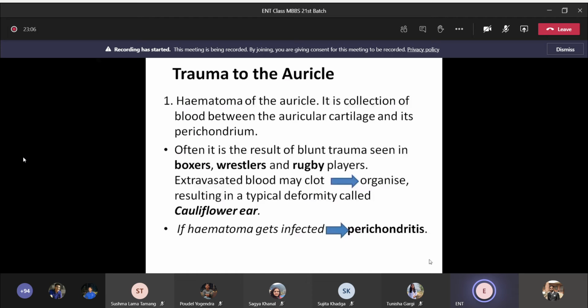The extravasated blood gets clotted and organizes, resulting in a typical deformity which later follows, known as cauliflower ear. And if the hematoma gets infected, it results in perichondritis. So what you should understand is that active contact sports could lead to hematoma of the auricle, which can complicate to cauliflower ear, and if it gets infected, it leads to perichondritis.